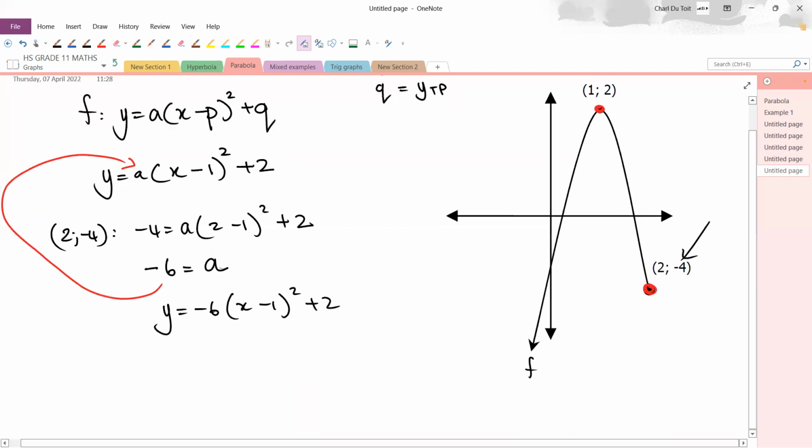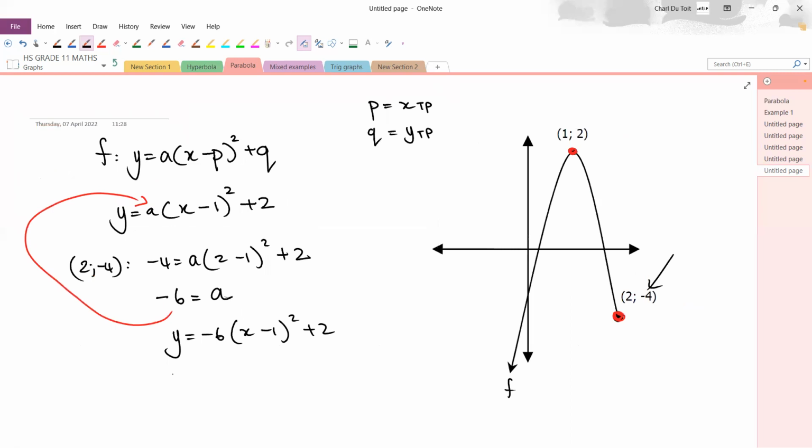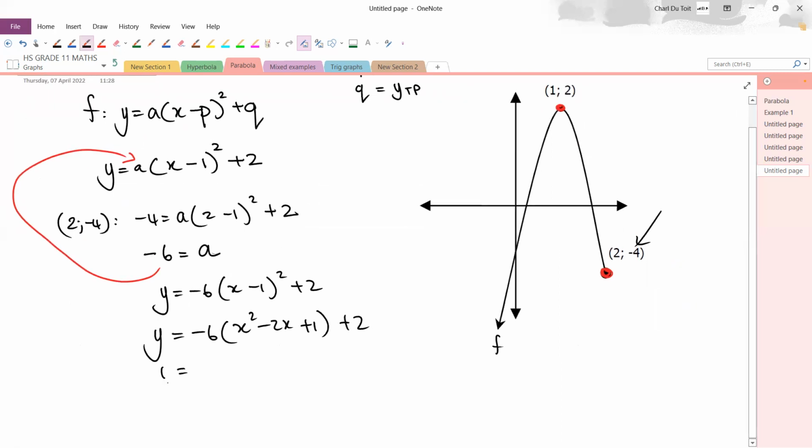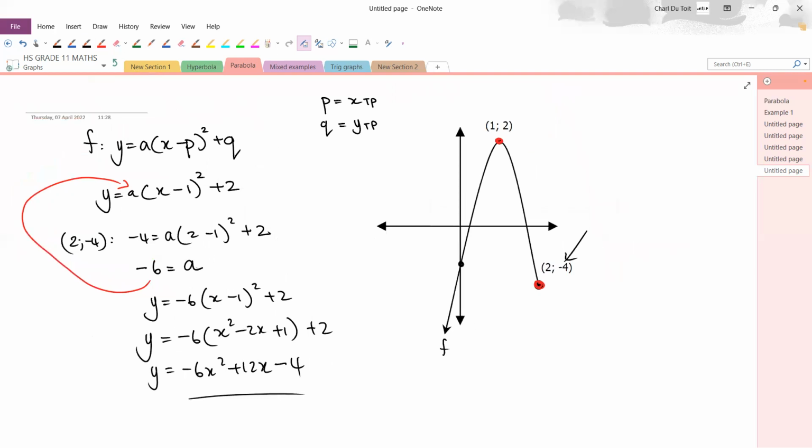And I'm going to multiply that out. Y equals negative 6, and that, I hope you can do the following with a bracket. That's x squared minus 2x plus 1. So I have negative 6x squared plus 12x minus 6 plus 2, which is minus 4. There's the equation. Quickly write that down.